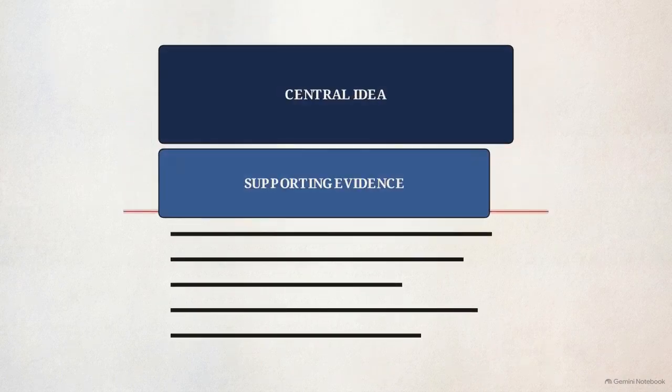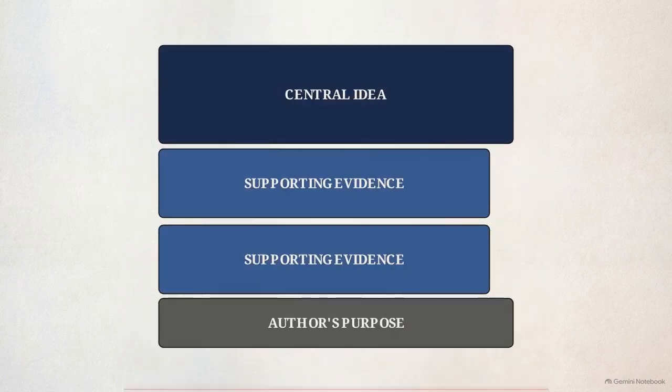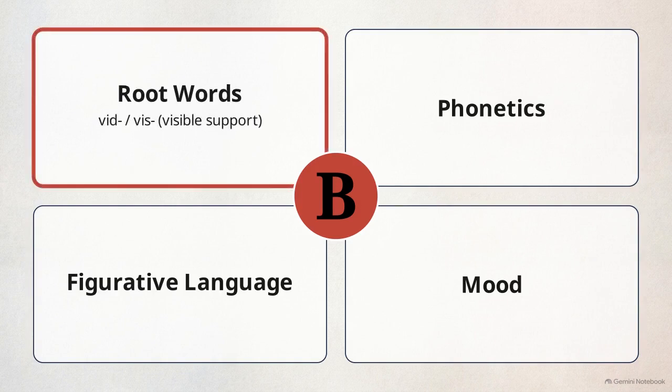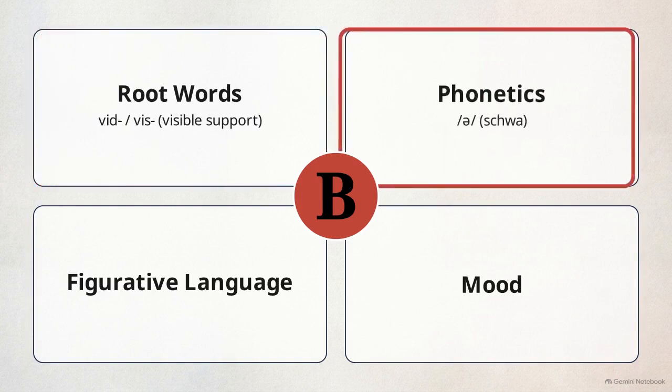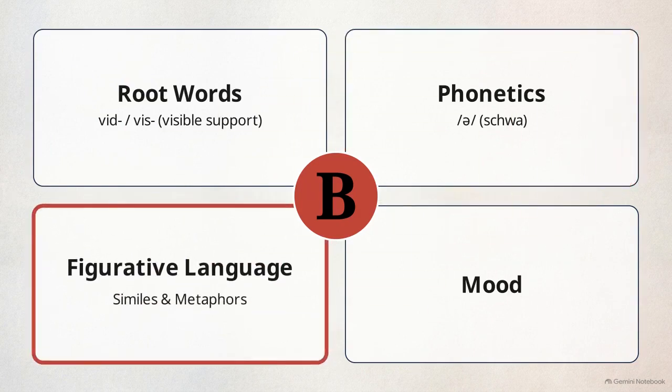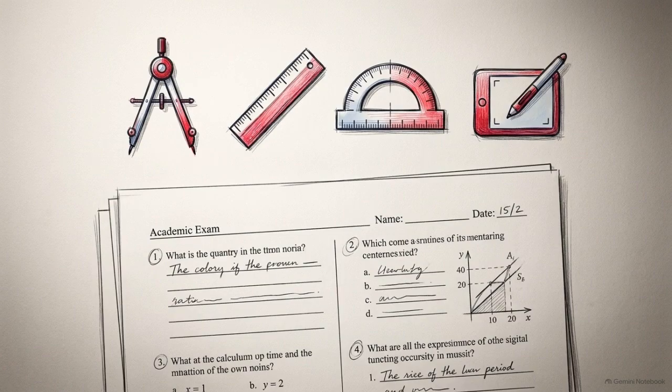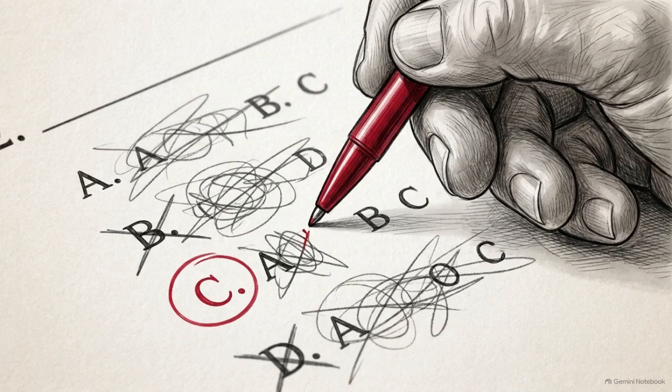To read at this level, you must actively decode the specific blueprints an author uses to build their text. On this summative, you will use a precise toolkit divided into 4 sections: identifying Latin root words to find evidence, decoding the phonetic pronunciation of academic vocabulary, distinguishing figurative language, and extracting the mood. Mastering these 4 structural tools changes your approach to the exam. Instead of guessing, you are applying a specific set of rules to reach the correct answer.